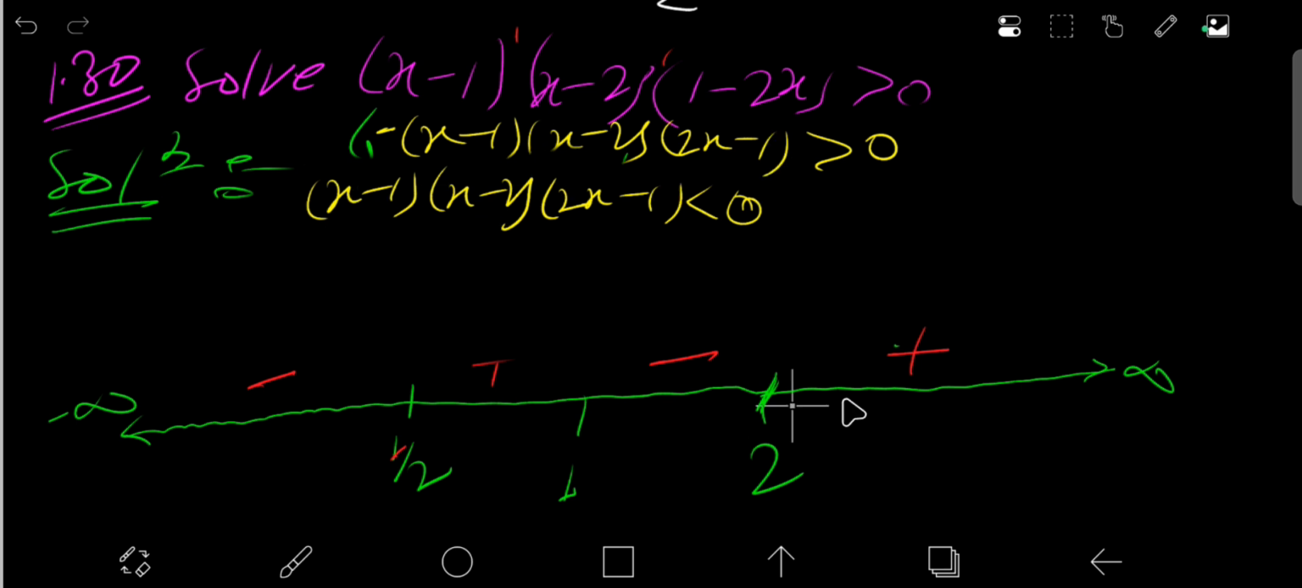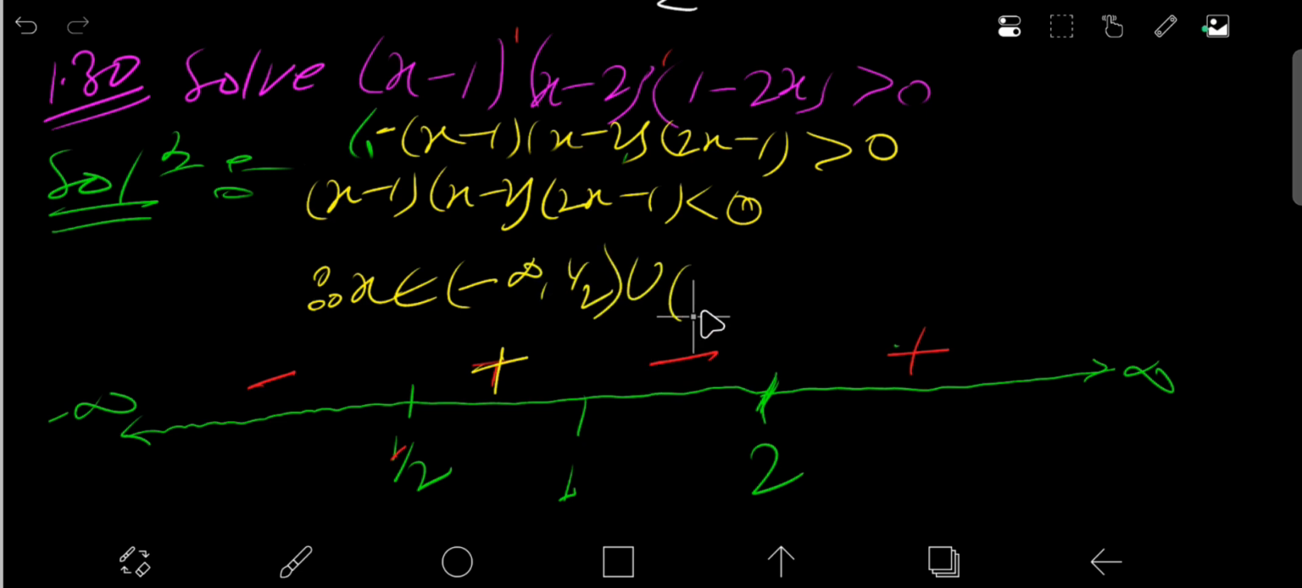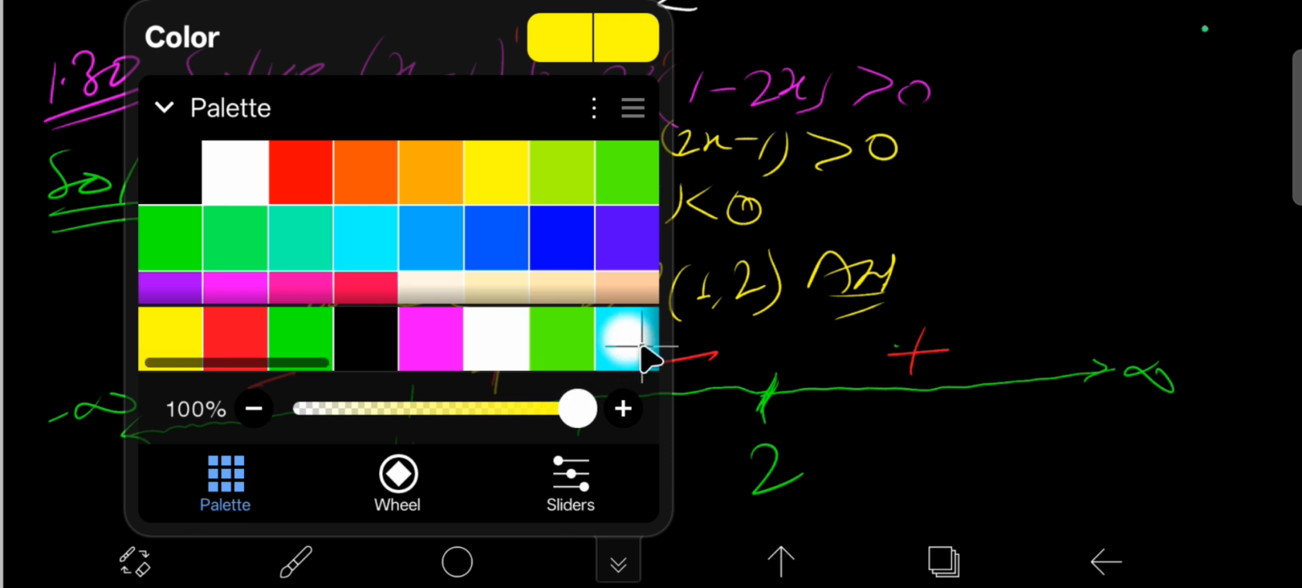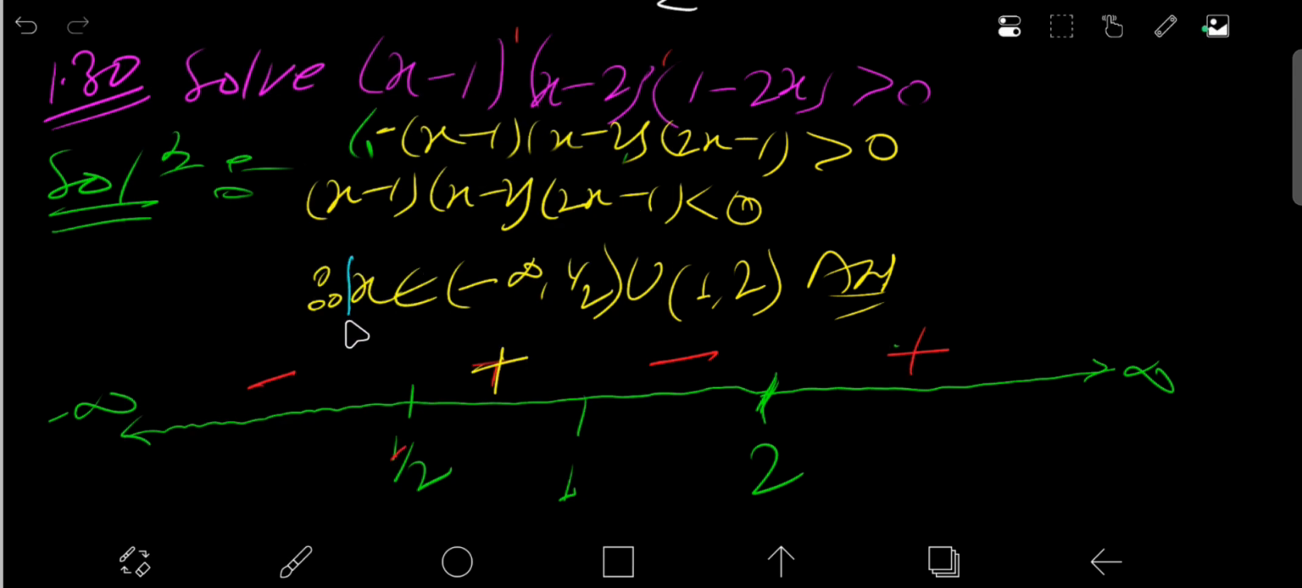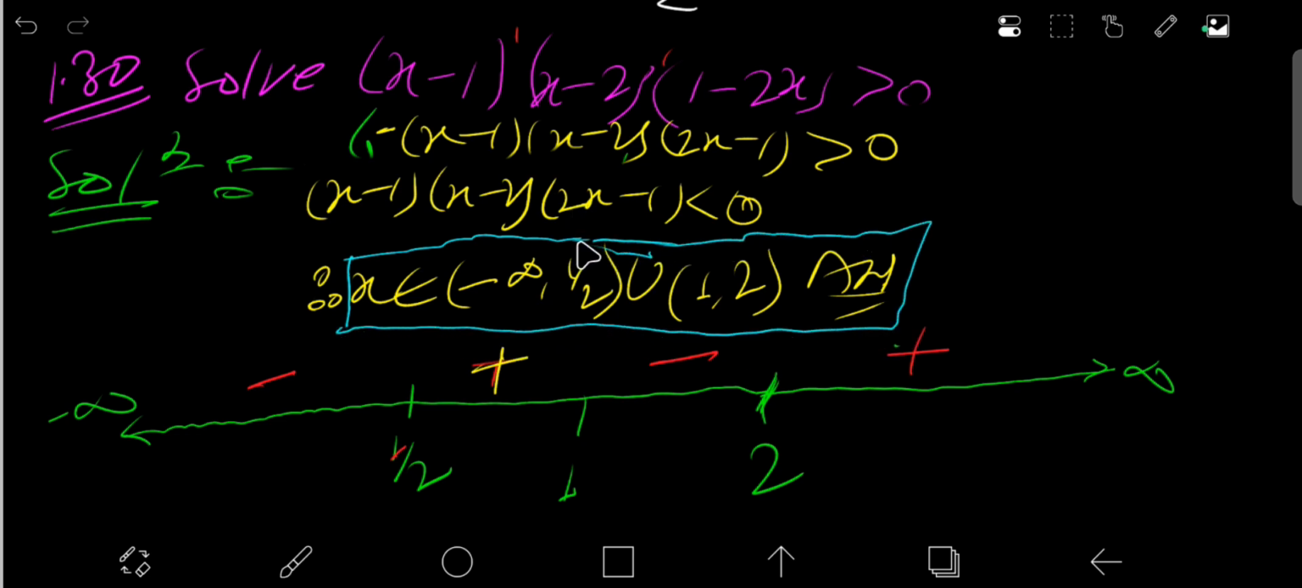So from here this one is the root for the rightmost, and the interval sign is the same. Now we take only the negative interval, so this one is negative and this one is negative. So the solution is: therefore x belongs to minus infinity to half, union 1 and 2. This is the correct answer. Before, we made a mistake by not working carefully.